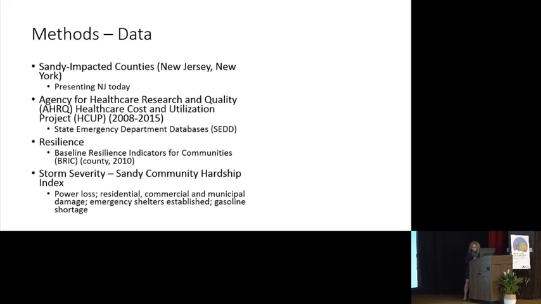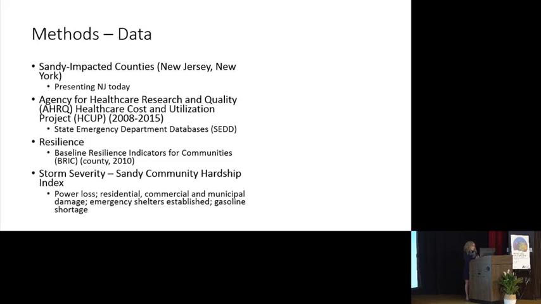Okay, so very quickly, a similar type of methodology. This is an ecological study looking at county level data. Well, I'm actually looking at individual level data, but then aggregating at counties to look at county community characteristics. I'm looking at New York and New Jersey, but just showing some results from New Jersey today. I'm using data from the Agency for Healthcare Research and Quality's Healthcare Cost and Utilization Project, so it has hospitalization and emergency department encounters as well as their charge information.